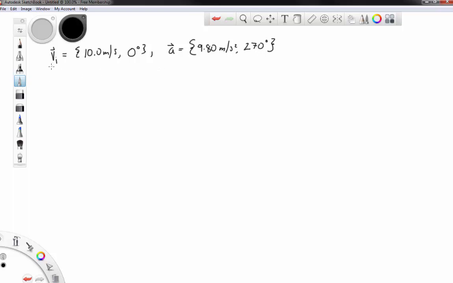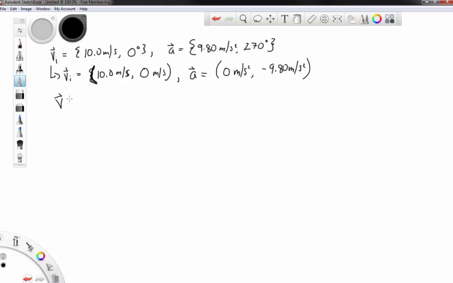Therefore, we can break both of these into x and y components relatively easily. So the initial velocity is going to be (10.0 meters per second, 0 meters per second). This should actually be, if I'm consistent with my notation, a parenthesis. And then the acceleration would be (0 meters per second squared, negative 9.80 meters per second squared). Okay, and the question is, what is the new velocity after 2.0 seconds?